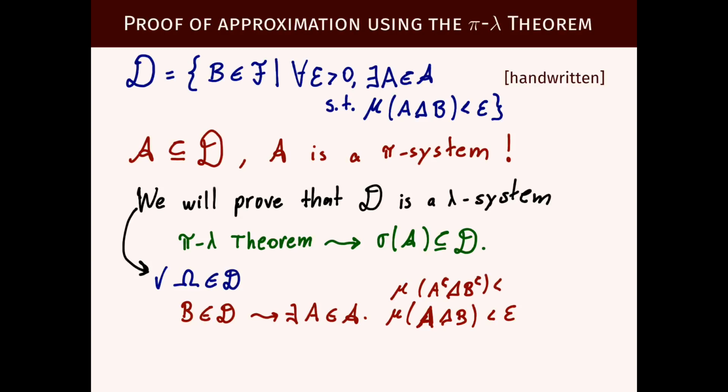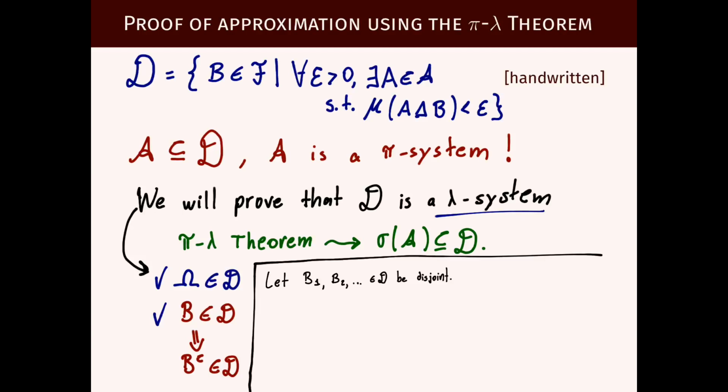And this will also be less than epsilon. And why is it so? Well, because the symmetric difference between two sets is the same as the symmetric difference between the complement of those sets. So this checks the second property for being a lambda system. Now for the third property, we take a disjoint sequence of sets in this class D, and we have to show that their union is in D.